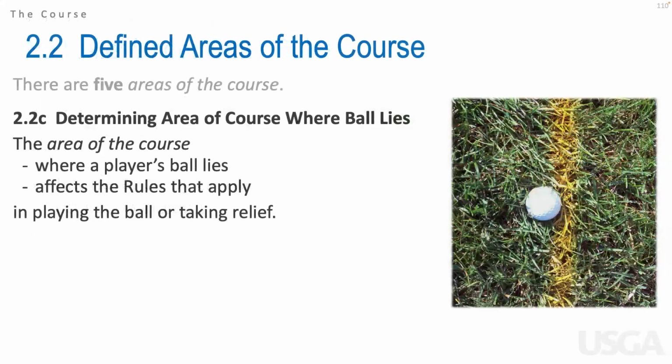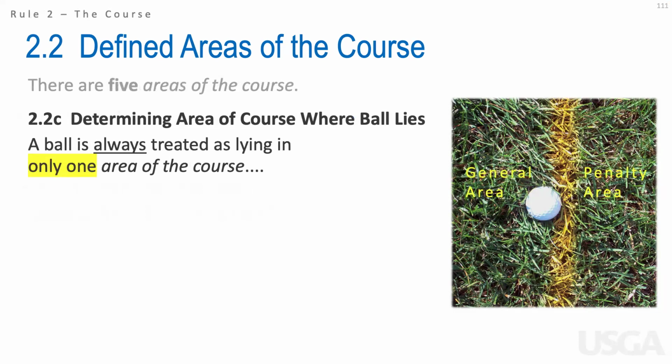All right, so we're getting close to wrapping up. I know we're right at 6 o'clock, so we'll wrap up here. But why is it important to determine the area of the course where the ball lies? Well, it's because it's going to affect the rules that apply in playing the ball or taking relief.